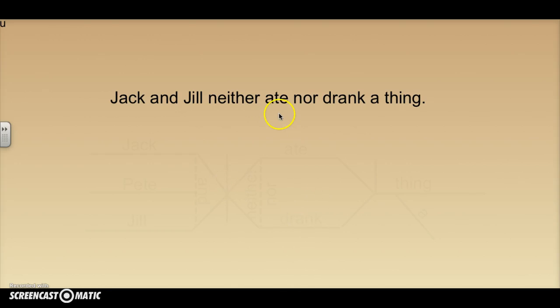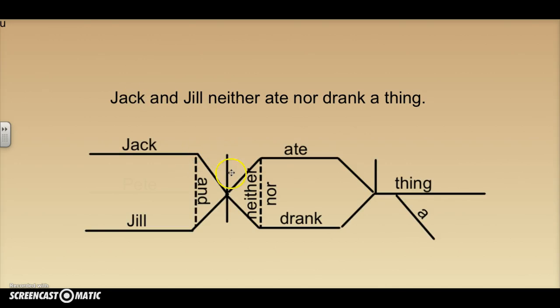Jack and Jill neither ate nor drank a thing. My two conjunctions are and, which is a coordinating conjunction, and the correlative conjunction neither and nor. So I have a split here because I have two different verbs being completed by two different subjects. So this is how the splitters work. Jack and Jill are split as a subject, like in the previous sentence that you saw. And then neither ate nor drank, and a thing. That is a single object for these two verbs. So you have to link back together here before you have that vertical line saying here's the end of my simple predicate and beginning of my direct object.